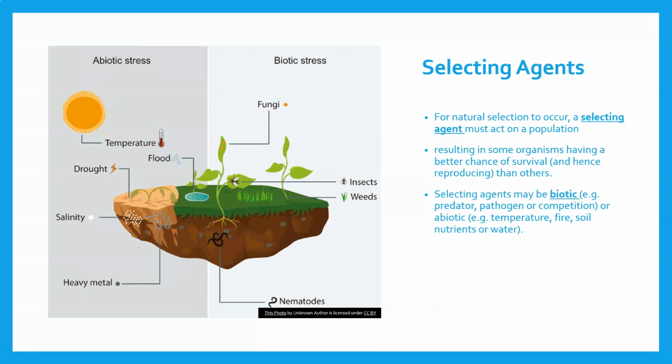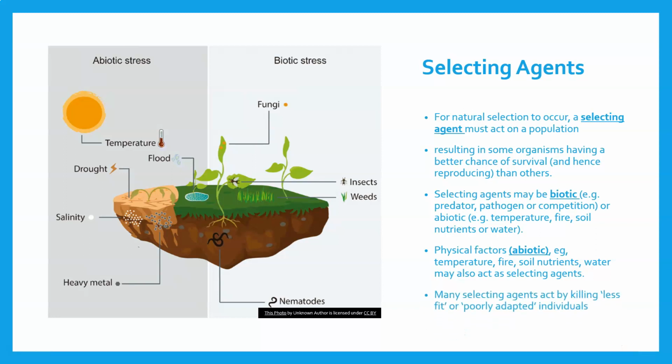Our selection agents can be biotic or abiotic. In terms of biotic, meaning living, you could have a predator, like our bird in the previous example, but it could also be a pathogen, or competition. We also have our abiotic factors, which are non-living, such as temperature, fire, soil, nutrients, water, things like that. So many selection agents act by killing the less fit or the poorly adapted individuals.